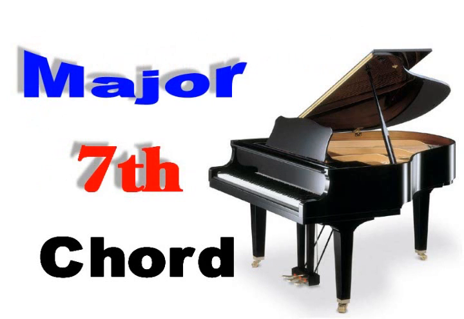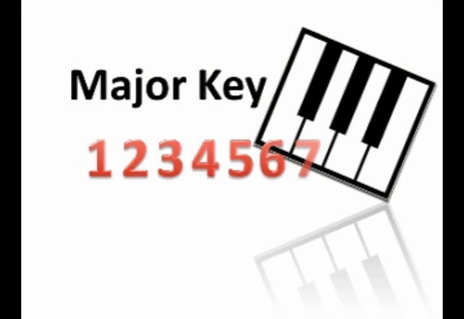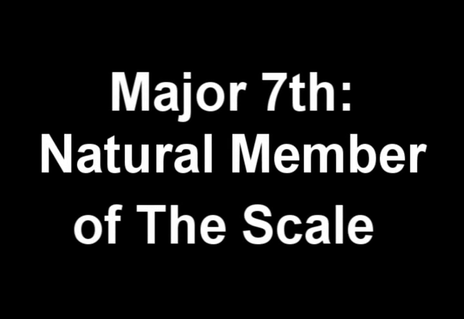Next up is the major 7th chord. To create a major 7th chord, you add the major 7th to a triad. This is actually the 7th tone in the key. You don't flat the 7th tone as you do when you're building a dominant 7th chord, because the major seventh is a member of the major scale. Forgive me for using the word scale.